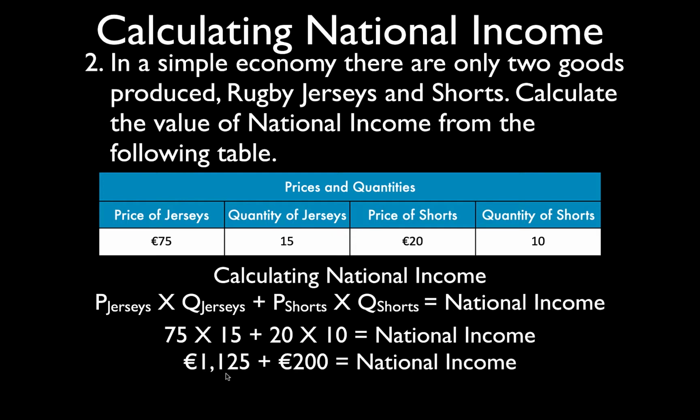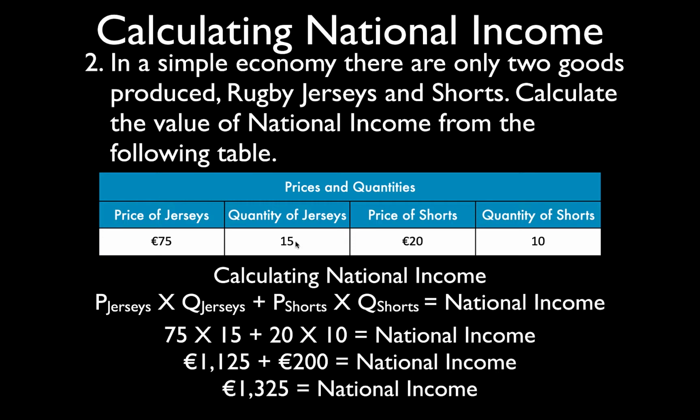So the total value that was added to the economy from the production of rugby jerseys was 75 times 15, which is €1,125. And the total value that was added to the economy from the production of shorts is price times quantity, which was €200. So what we get is a national income of €1,325. That is the value of total production.